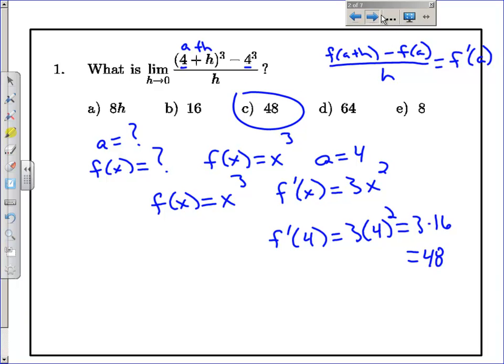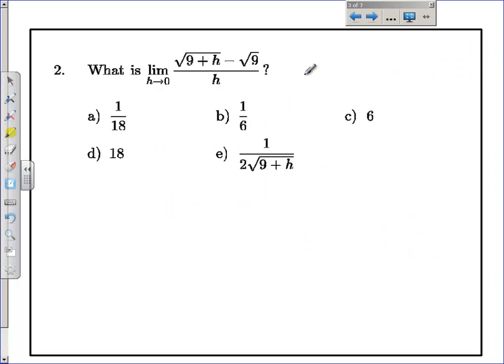Let's look at another example. This is f of a plus h minus f of a over h. And here is your a plus h. And what is happening to your a plus h? That's how you're going to find your function. Well, it is being thrown into the square root function. We're taking the square root of a plus h and the square root of a. So that's how you figure out your function.